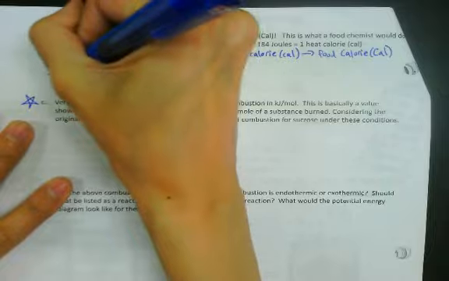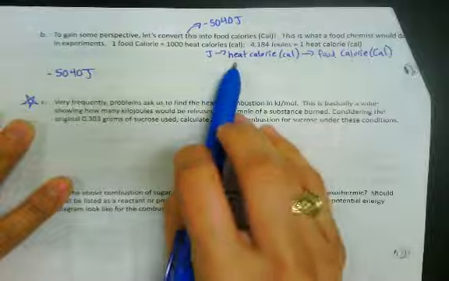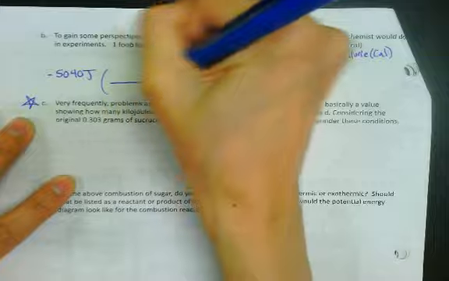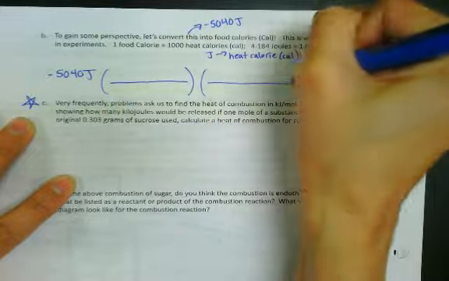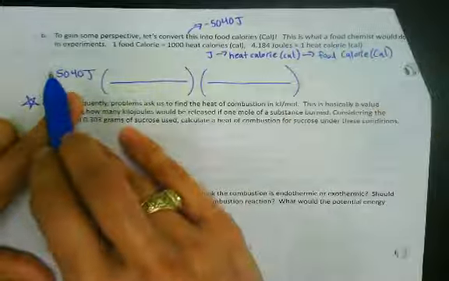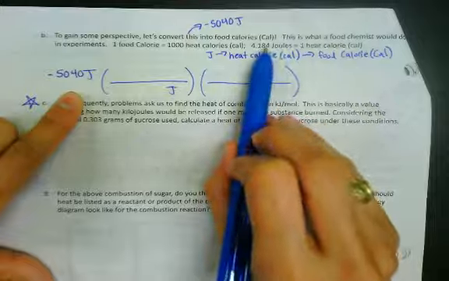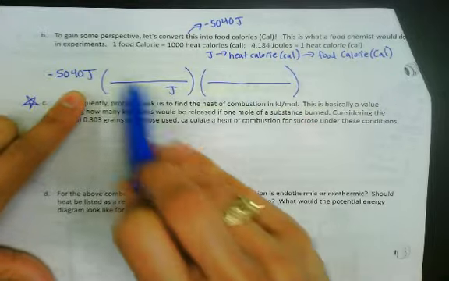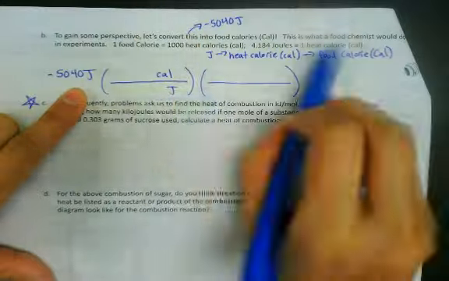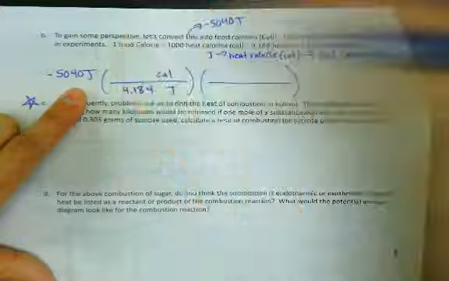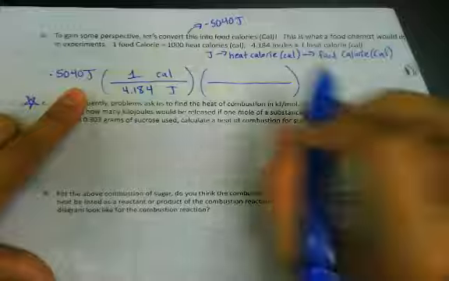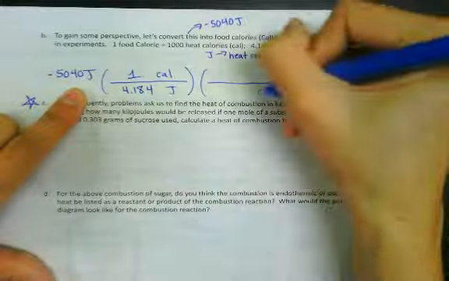So I start with 5,040 joules, using my little roadmap I built myself over here. We could do a quick 2-step dimensional analysis based on the conversions we're given. We're told that 4.184 joules is equal to 1 heat calorie, so we can go from joules to heat calories in this first step. We know there's 4.184 joules in 1 heat calorie. And then we can go from heat calorie to food calorie.